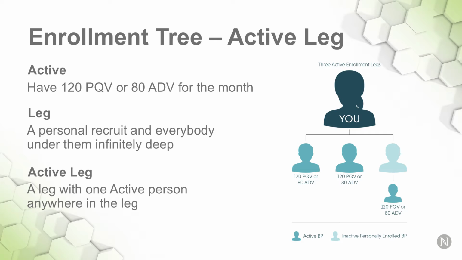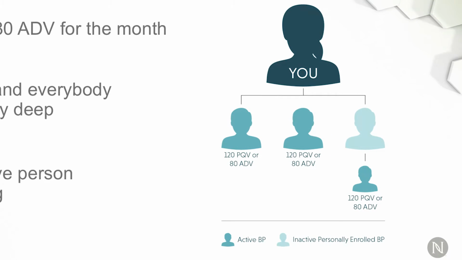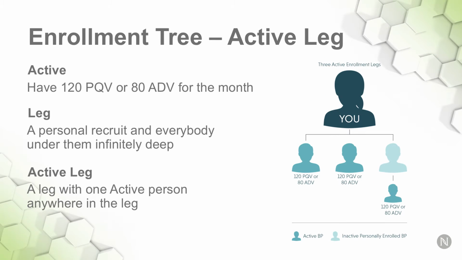So let's say the first person you sponsored, they have 120 PQV or 80 ADV. The second person you personally sponsor, let's say they have 120 PQV or 80 ADV. But that third person got in and didn't do anything. But that third person sponsored somebody that is on 80 ADV or they have 120 PQV. Because they're active, that means that entire leg is active. So you still have 3 active legs even though somebody you personally enrolled is not active. It's not about them, it's about the leg. It's about the team that's built underneath them.